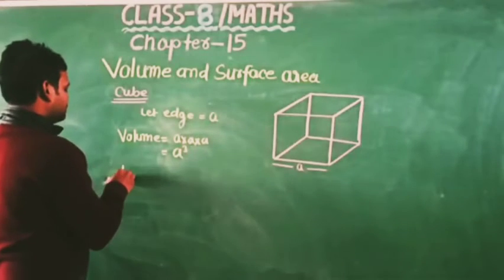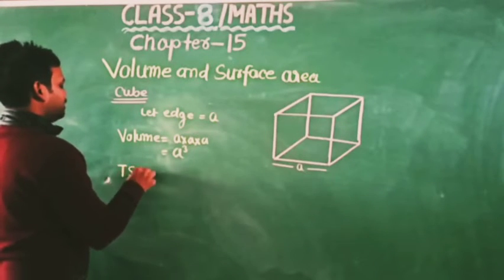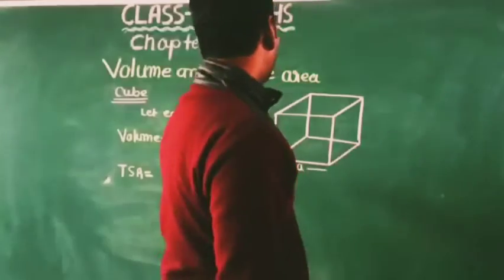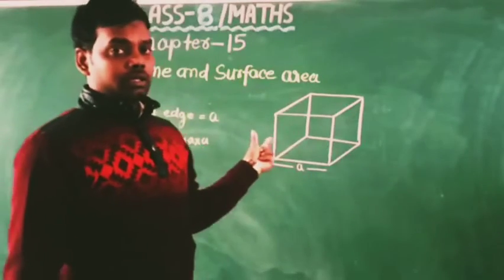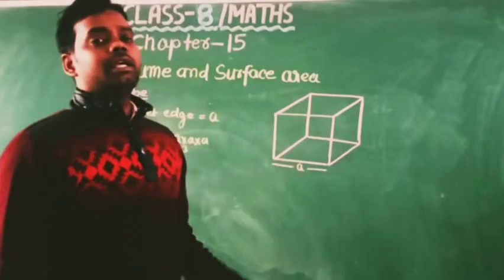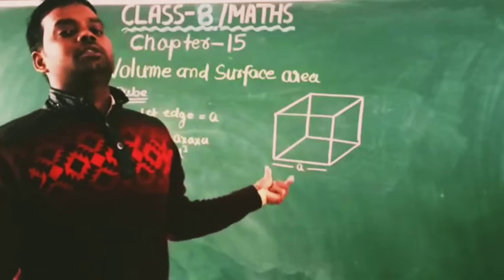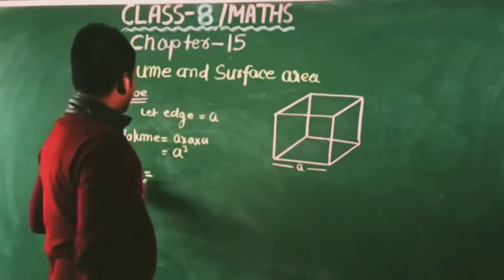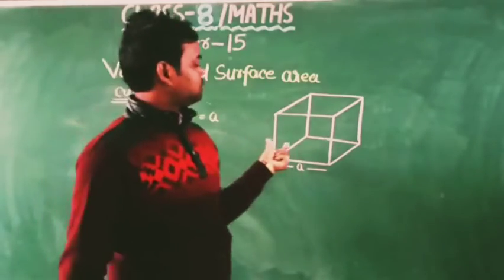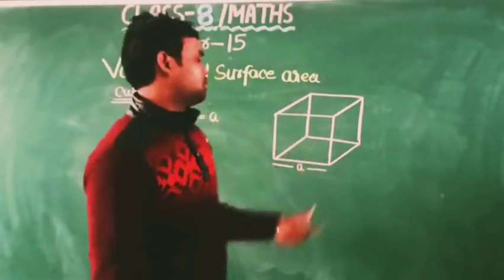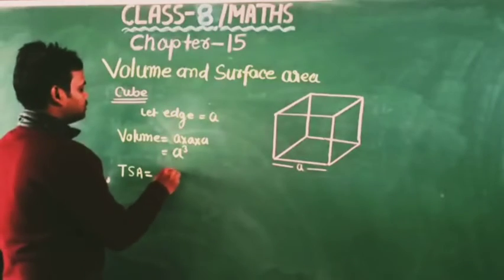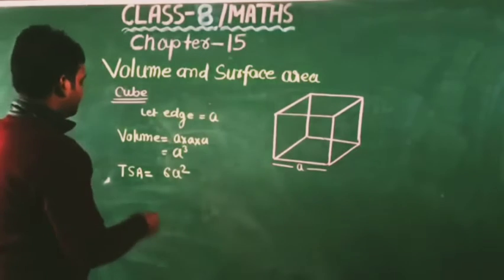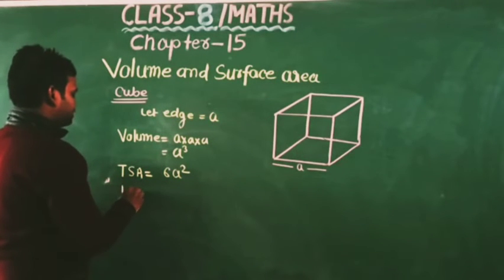And similarly total surface area equal to, cube is bounded by 6 square faces, so the area of each face is edge into edge or side into side, which is A square. So therefore total surface area of cube has 6 faces, so this is 6A square.